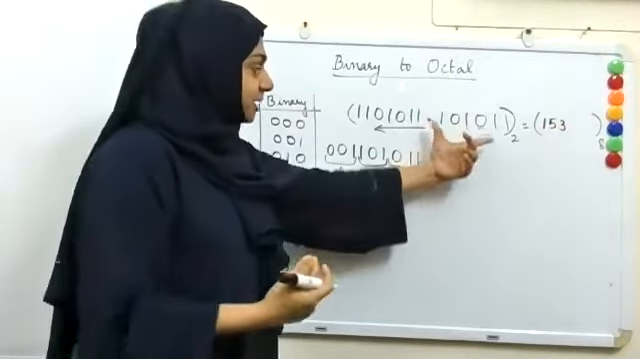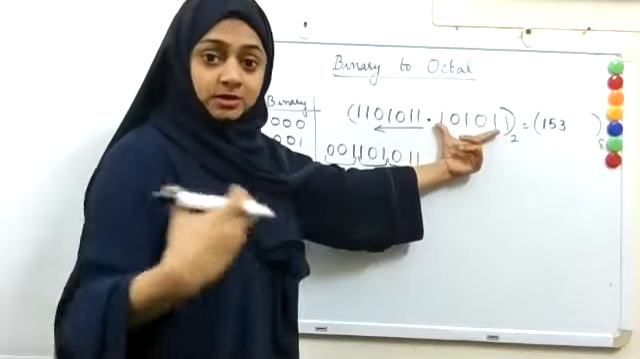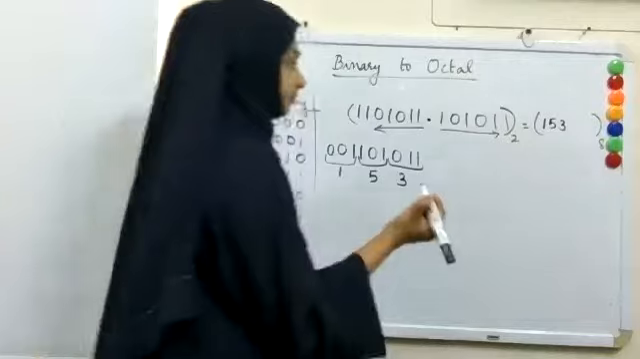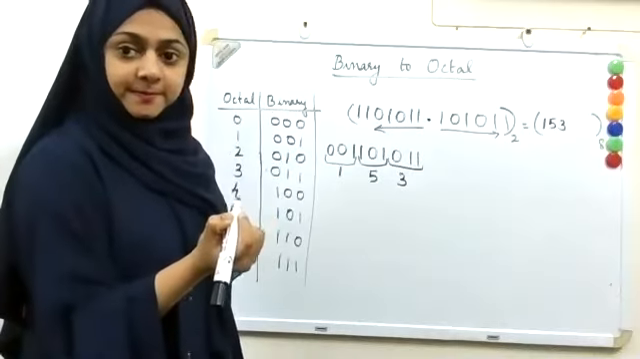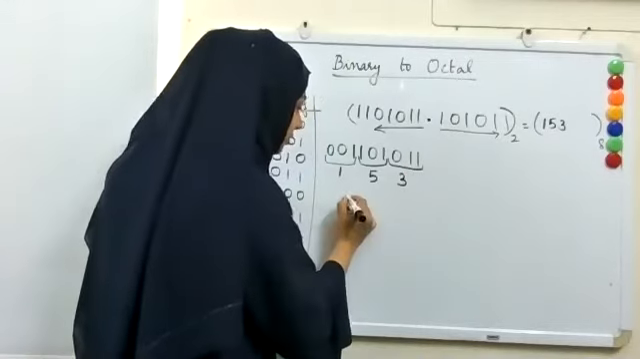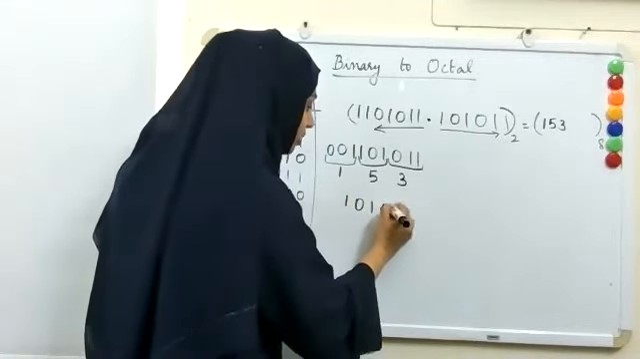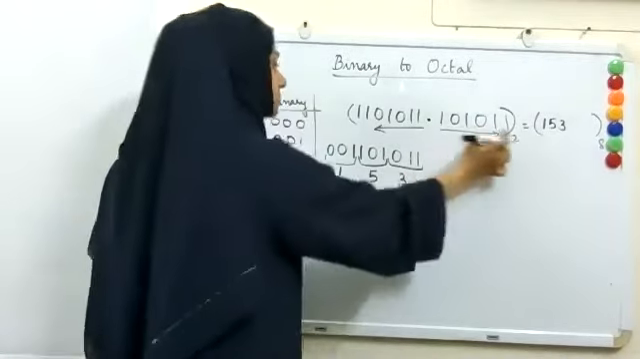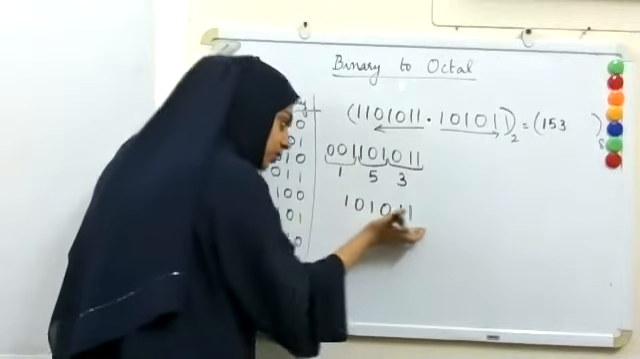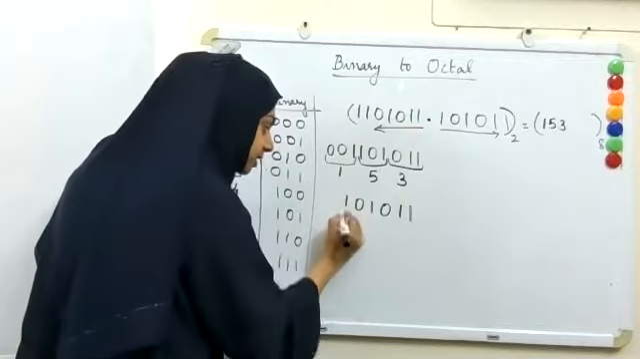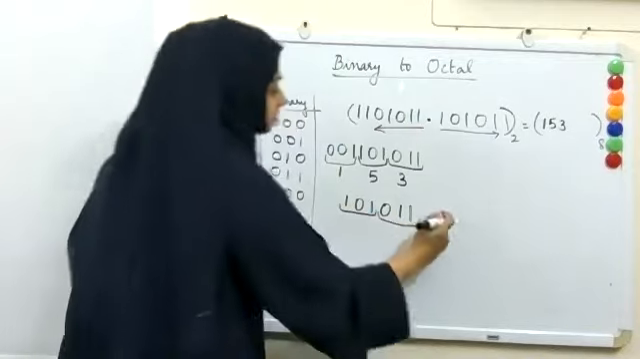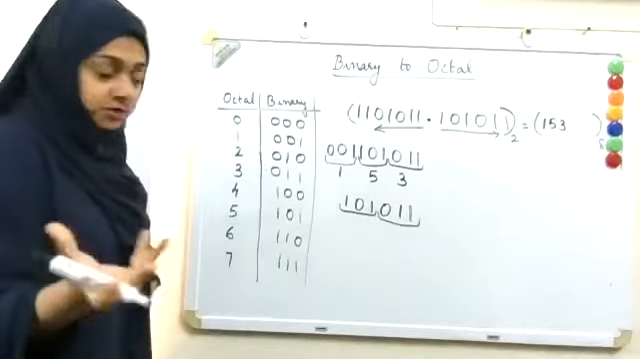Now let me take the digits after the point. After the point, I have to go from here to here. Is that clear? Yes, teacher. Let me take these digits now: 1, 0, 1, 0, 1, 1. So this is it. Now I have to go from here to here, right? I'm going to group them into 3 from here to here. One group, another group, no more digits. So only 2 groups of 3.